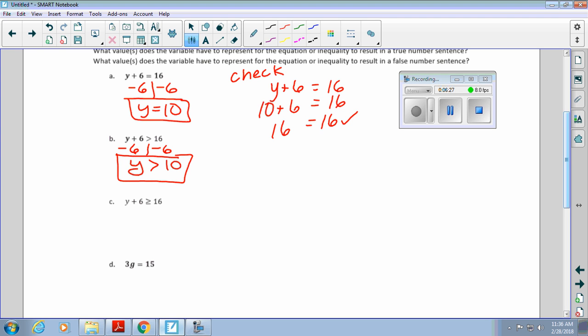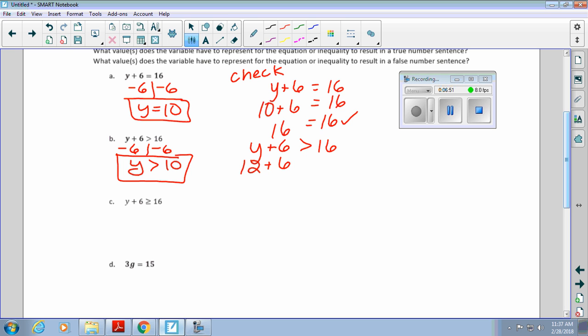Okay? So, in this case, if we want this inequality, y plus 6 is greater than 16, to be true, we could use any value that is greater than 10. So who can give me a number that's greater than 10? We'll check and see if we're right. Aiden. 12. Okay, so we're going to rewrite our inequality, and we're going to plug in 12 to see if we're right. Because if we pick a number greater than 10, this should work.